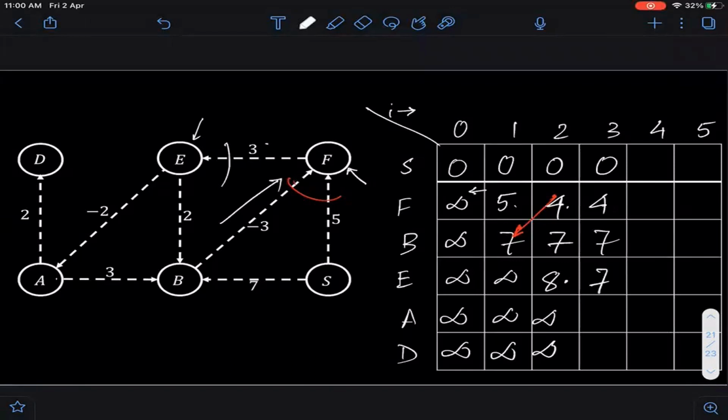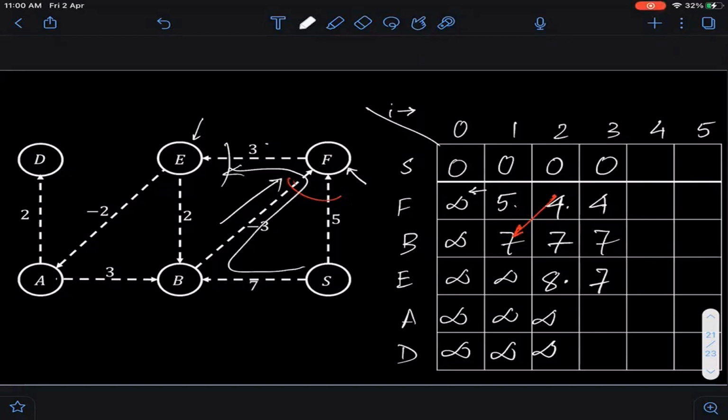And again, let's do a sanity check. This means that, at least this table tells me that the shortest path from S to E is actually of length 7. And is that correct? Clearly it's correct because I can take this path.